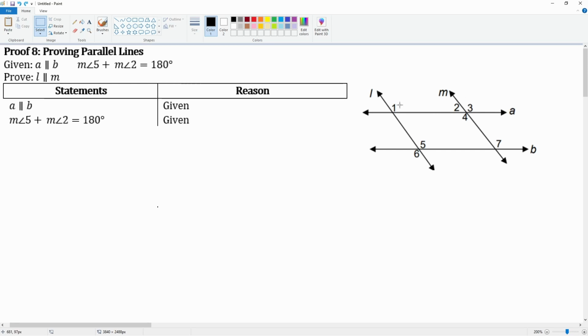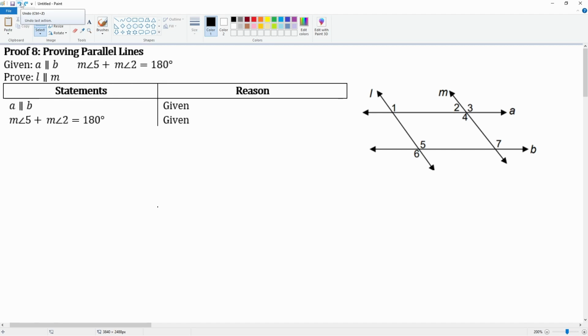So I have to somehow get things like 1 and 3 being corresponding by using the converse of corresponding. I can get 1 and 4 being congruent, so I can use converse of alternate interior, or I can say 1 and 2 are supplementary, and I can use converse of consecutive interiors, right? My approach here is, because I see the 180, I'm going to use the converse of consecutive interiors, right?